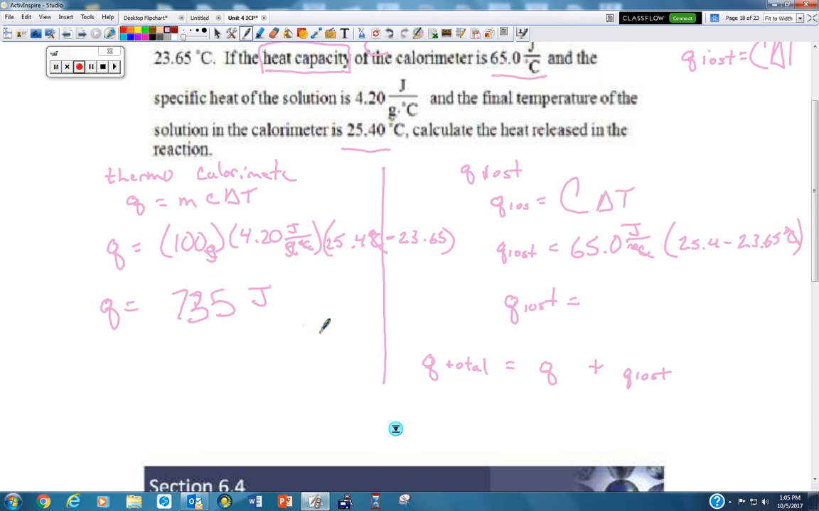All right. So we get 735 joules on the left. What do we get for our energy lost? Our heat lost? 114 joules. So the total Q is 735 joules plus 114 joules. So Q total equals 849 joules.